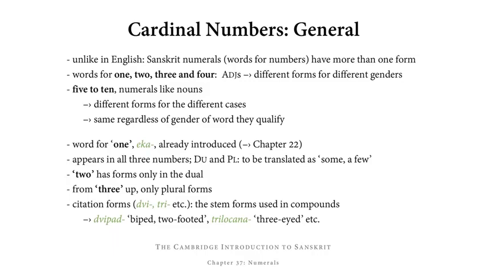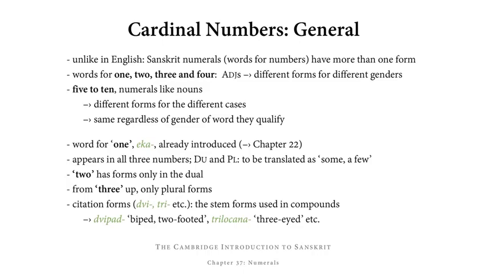We've already seen the word for one, which is eka. It was introduced in chapter 22. It appears in all three numbers, but in the dual and plural, we cannot translate it as one. We have to translate it as ones or some, a few. Two has forms only in the dual. From 3 up, we have only plural forms.